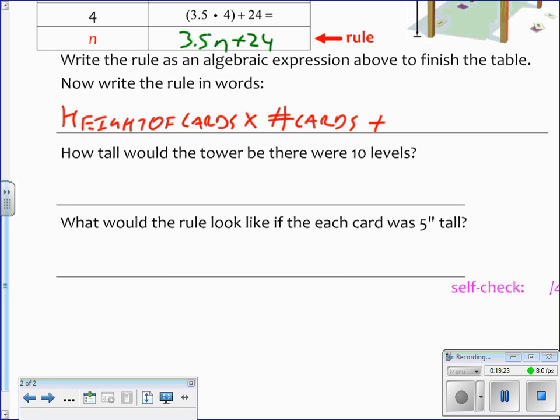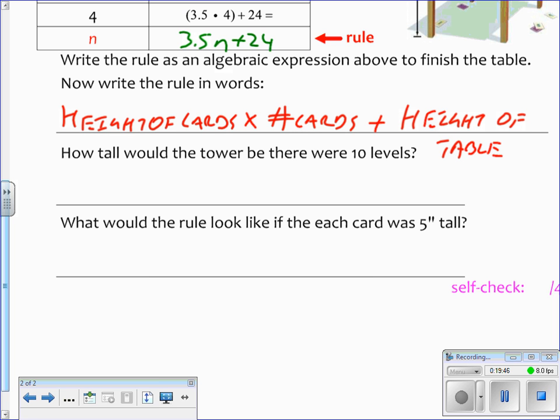Okay, plus, what does the 24 stand for? The height of the table. You can speak up a little louder. I know you're afraid to, hopefully you're not afraid to be on the video, but that's okay. It's not your face. And height of table.